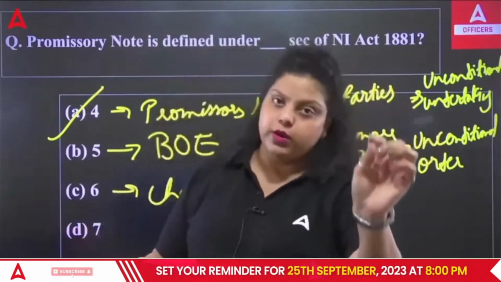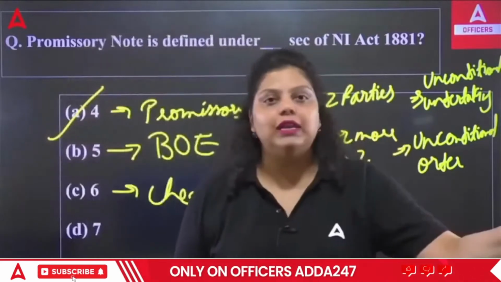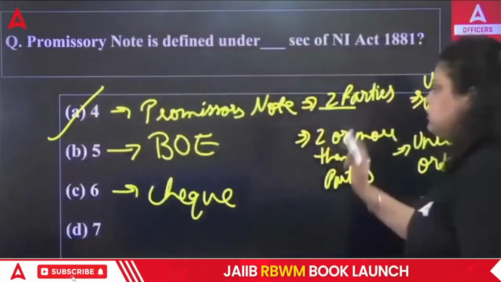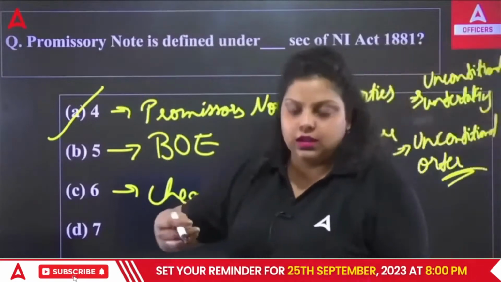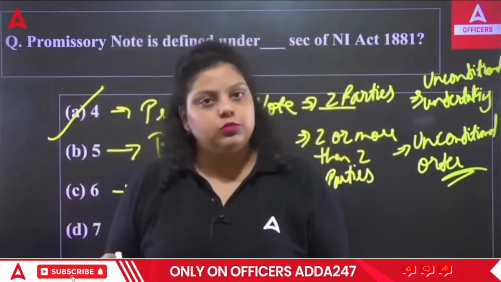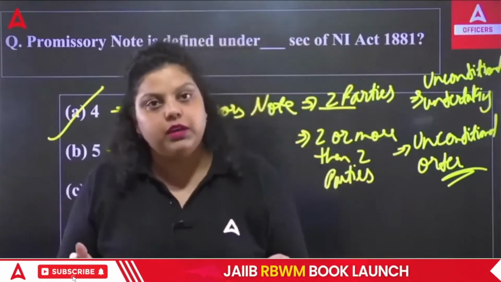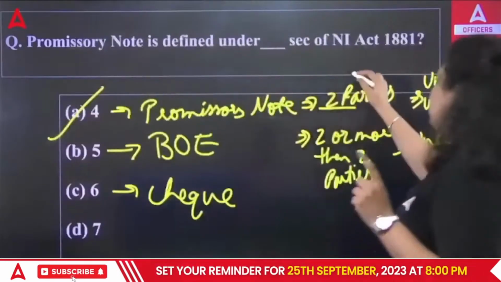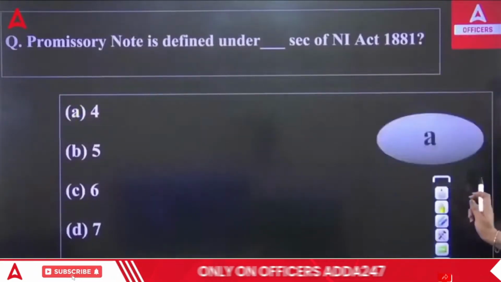If you have promised you are going to pay on the 30th of August, you are taking the undertaking that, I am responsible, no matter what, I will be paying your money on the 30th of August. This is the unconditional undertaking. Two parties will be there. Now, what does unconditional order mean? It means you are ordering your bank that no matter what, on 30th of August, you have to make this payment to this particular customer. This is known as unconditional order. So, in bill of exchange, you are giving an order to your financial institution, and in case of promissory note, you are taking the undertaking by yourself. These are the two differences between promissory note and bill of exchange. Okay. Now, next. So, the right answer is A.